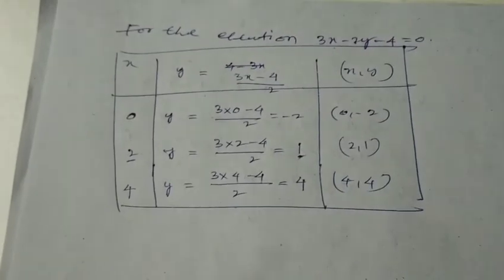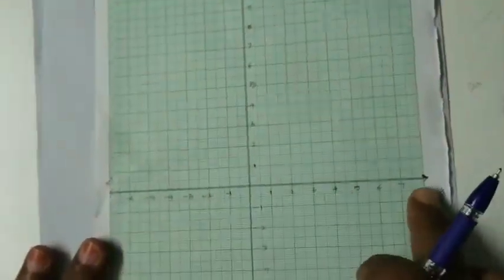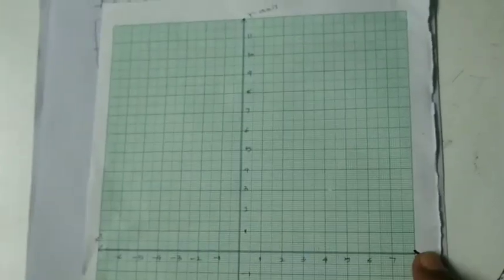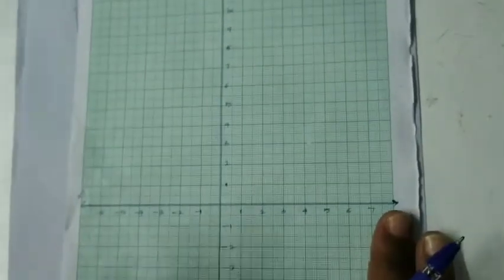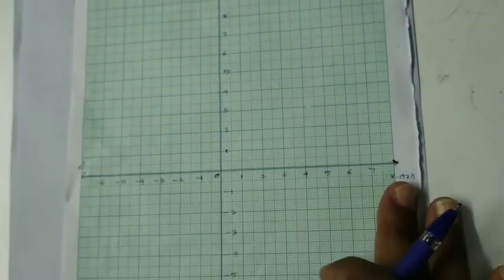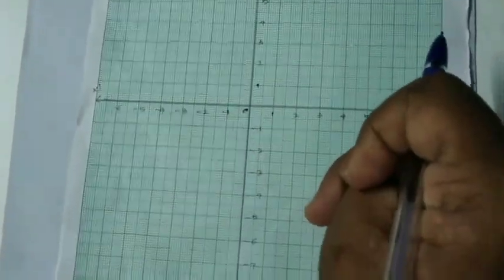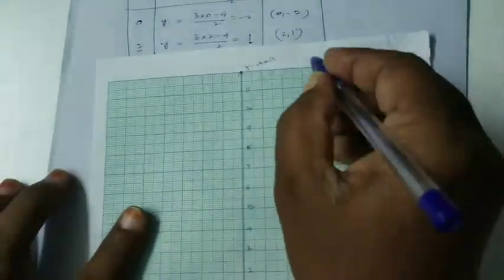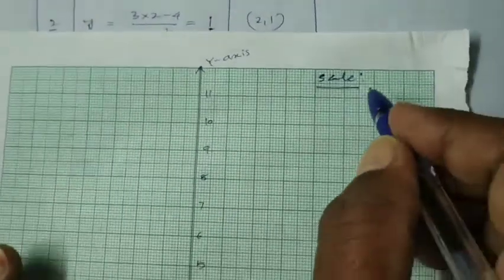Now we got the points. Next part, the graph: how to locate on the graph, now we are going to see. This horizontal line is also called the x-axis. This vertical line is the y-axis. On the x-axis, from the origin, the right side has positive integers and the left side negative integers. On the y-axis, from the origin, upside positive integers, downside negative integers. The scale we can also write here, at the right corner of the graph.